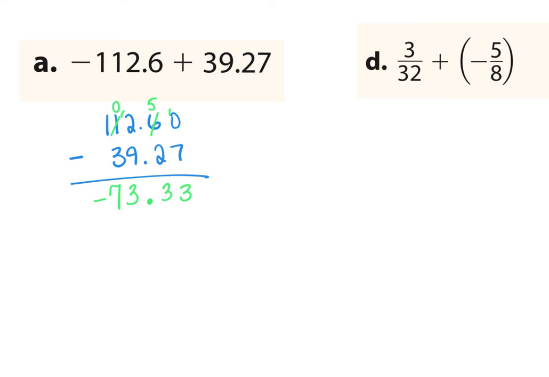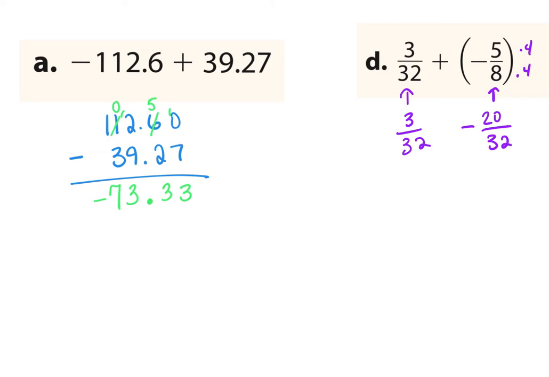Now, they were nice to us. 32 and 8 actually have a common multiple. What is it? It is 32. So I don't have to change this guy at all. This will remain 3 over 32, but I do have to change this one. What do I multiply 8 by to get 32? 4. So that means I have to do that to the top and the bottom. So what is 5 times 4? 20. So I have negative 20 over 32.